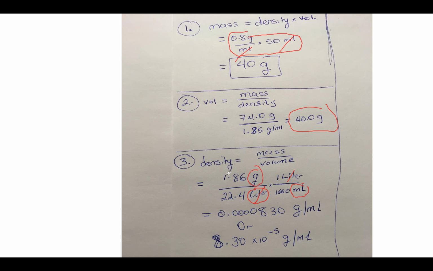So on your calculator, you're going to do 1.86 divided by 22.4, and then whatever you get, divide that by 1,000, and you should get basically 8.30 times 10 to the negative 5.